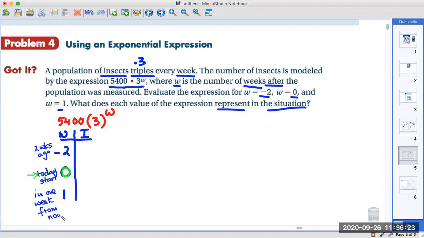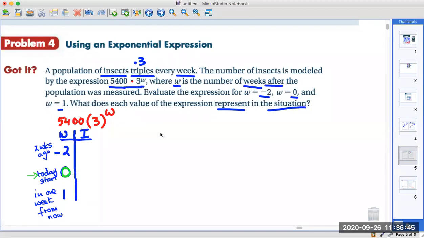And what we're looking for is the population or the number of insects within this time frame. How many insects were there 2 weeks ago? How many insects are there now, today? How many insects will there be in 1 week from now? So this is kind of what we're doing, okay? So we got to plug in the numbers for W.